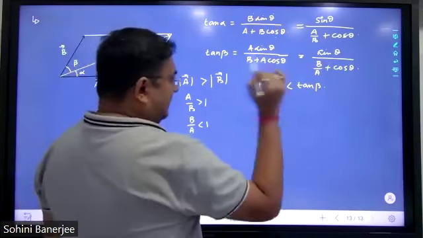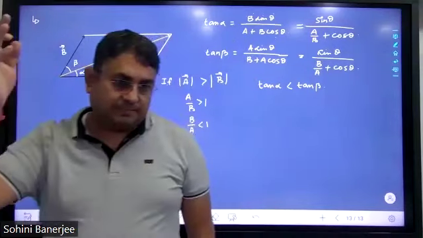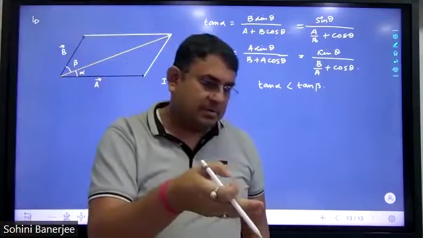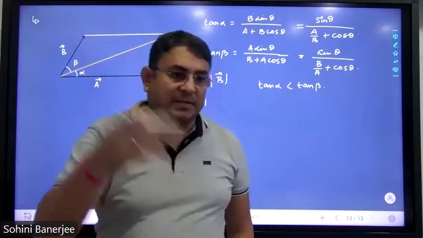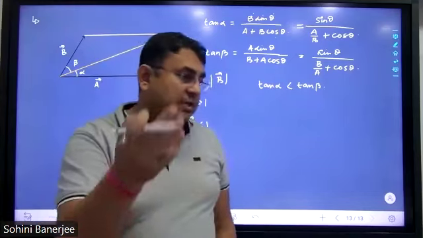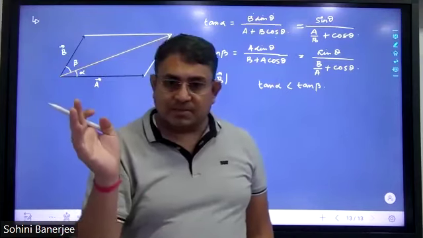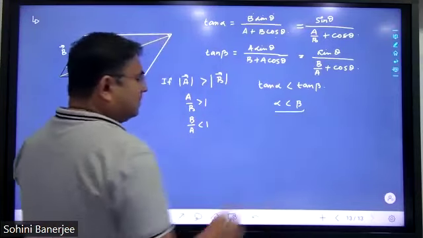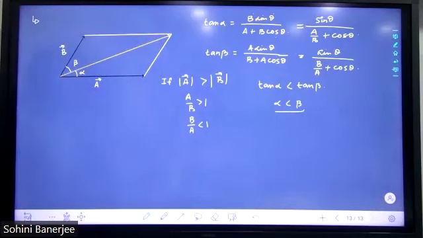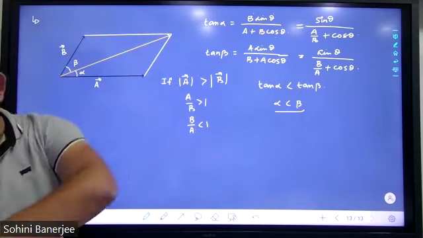Now tan alpha less than tan beta. From 0 to 90 degrees, the tan theta value increases. Tan 0 is 0. Tan 30 degree is 1 by root 3, increased. Tan 45 degree is 1, further increased. Tan 60 degree is root 3, further increased. So as you increase theta, tan theta increases. So tan alpha less than tan beta concludes that alpha is less than beta. Clear? Tan alpha less than tan beta, so alpha less than beta. Keep it up.